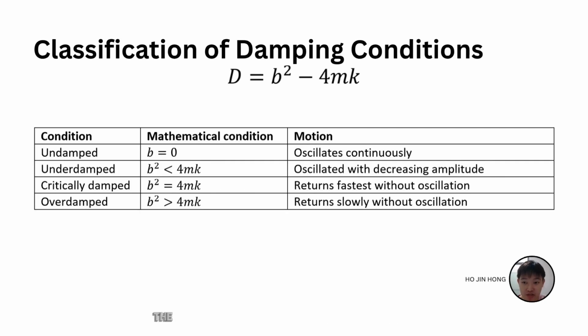If there is no damping, the system is undamped and continues to oscillate. If the system is underdamped, it still oscillates, but the amplitude decreases with time. If the system is critically damped, it returns to equilibrium as quickly as possible without oscillating. If the system is overdamped, it also returns to equilibrium without oscillating, but more slowly. These four damping cases will be used in the next part to simulate the displacement time graph.